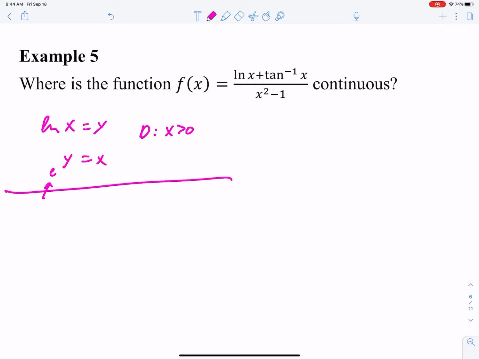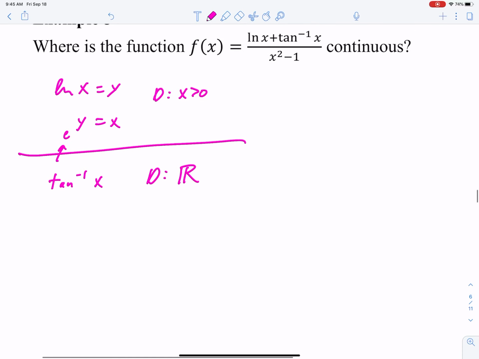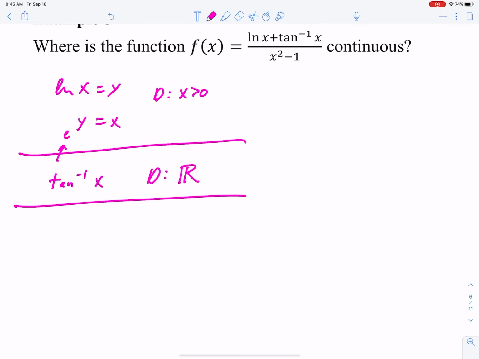Now let's look at inverse tangent of x. If you know that one, good for you. If not, now you know. Inverse tangent of x, the domain is all real numbers. Look at that denominator up there, x squared minus 1. That's a polynomial. We know the domain of any polynomial is all real numbers.